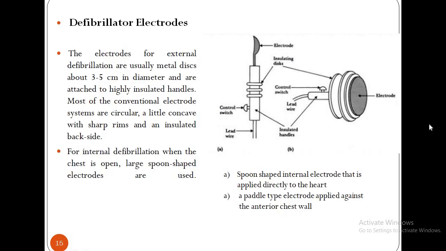The electrodes for external defibrillation are usually metal discs about 3 to 5 centimeters in diameter and are attached to highly insulated handles. Most of the conventional electrode systems are circular, a little concave with sharp rims and an insulated backside. For internal defibrillation, when the chest is open, large spoon-shaped electrodes are used.